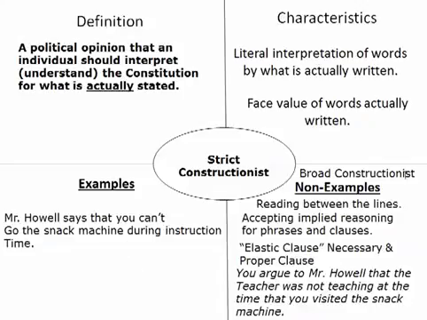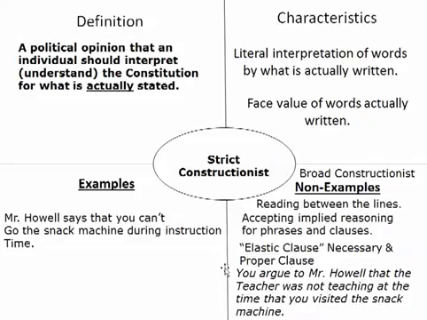Now, a broad constructionist view is people are going to read between the lines. They accepted the implied reasoning for phrases and clauses. Now, people who believe in a broad construction of the Constitution use the elastic clause or necessary and proper clause. They say that you can do anything that's necessary and proper to carry out the duties of the United States.